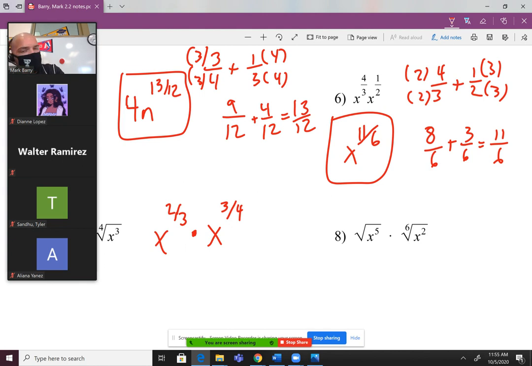Okay, so now the bases are multiplying, so we are going to add the exponents. So 2 over 3 plus 3 over 4. We need a common denominator. So we're going to multiply by the other denominator because the 4 and the 3 have nothing in common.